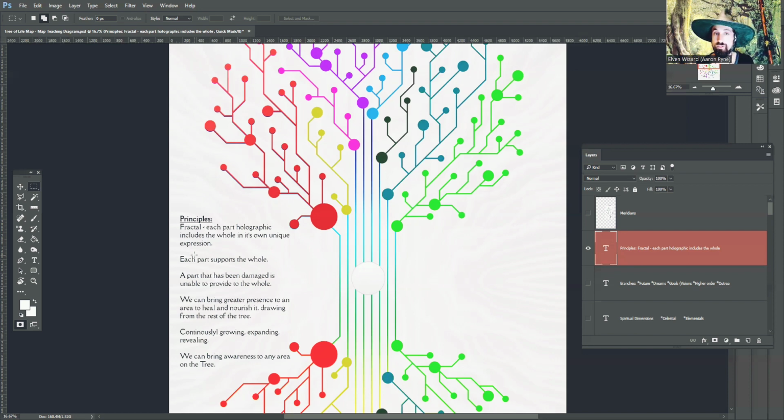There's some trees that have been around for thousands of years, but they eventually can die and give birth to new trees in that process. Okay. And then the other important thing here is we can bring our awareness to any part of the tree as well as the entire tree.